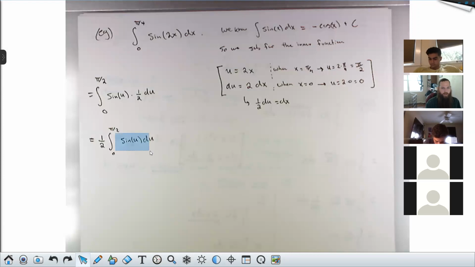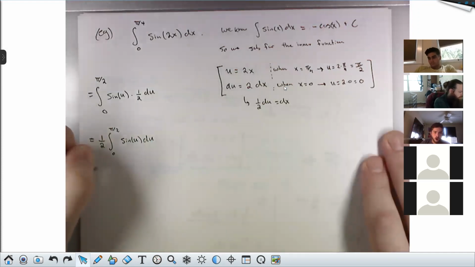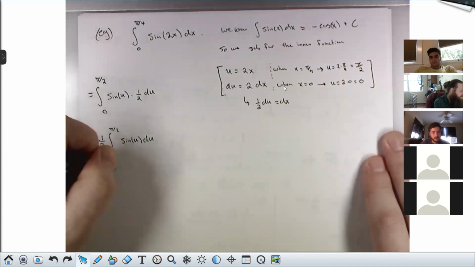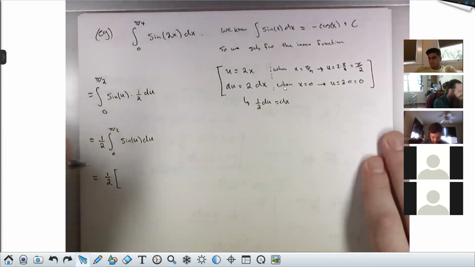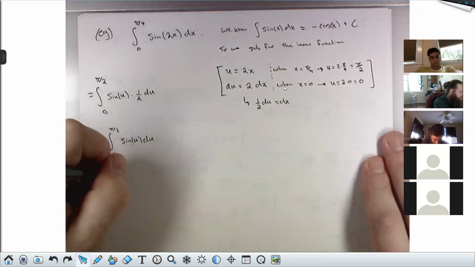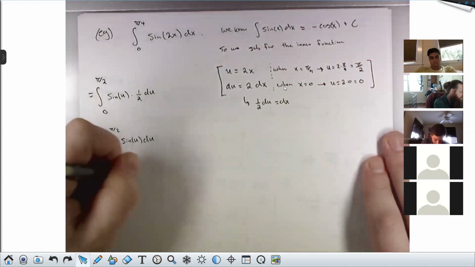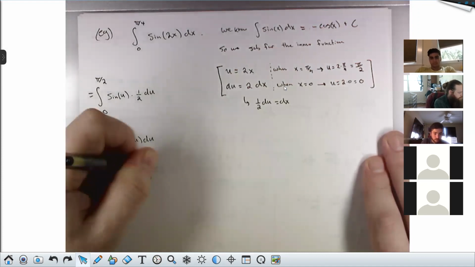I know that an antiderivative for the sine of u du, right? When I do this integral du, I get negative cosine. It's a definite integral, so I'm not going to write a plus c. Instead, we have to evaluate between bounds. And the 1/2 is going to come along for the ride. So this is going to be 1/2. I like to put my stuff in brackets. Antiderivative for sine u is negative cos u.